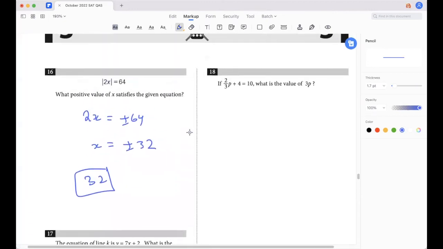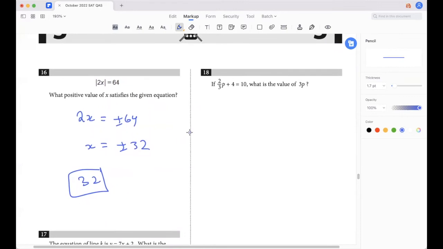If 2 by 3 p plus 4 is 10, what is 3p? So 2 by 3 p is 10 minus 4, 6. So p is 6 into 3 by 2, which is 9. So 3p will be 27.